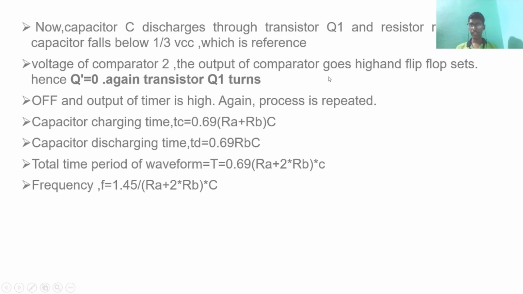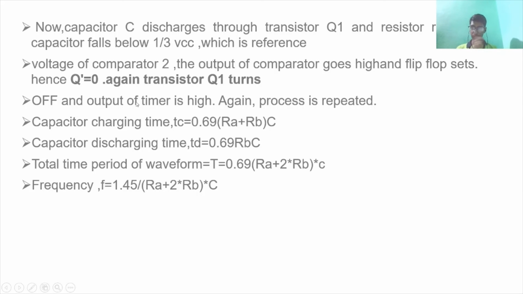Again the process is repeated. When the capacitor C discharges through transistor Q1 and the resistor RB, when the capacitor falls below 1/3 VCC, which is the reference voltage of comparator 2, the output of the comparator goes high and the flip-flop sets. Hence Q dash is equal to 0. Again the transistor Q1 turns off and the output of the timer is high. Again the process is repeated.